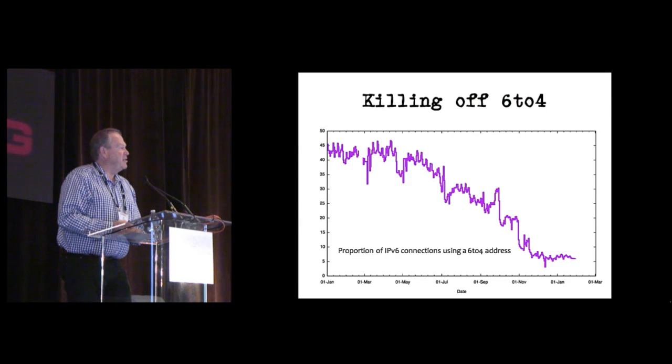Some of you have got the message. 6to4 really is bad. You should turn it off. And the good news is that over the last 13 months, it's gone from almost half of the V6 network down to around 7%. That's really good, because 6to4 really sucks. The fact that it's 7% is still really bad. You should get rid of the rest of it. Whatever, kill it.